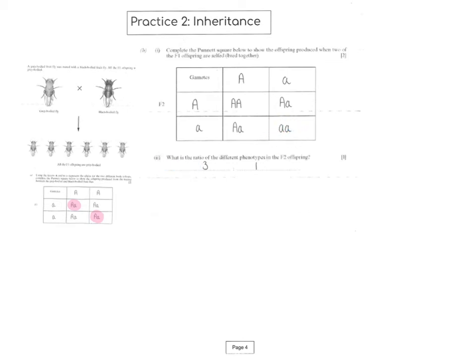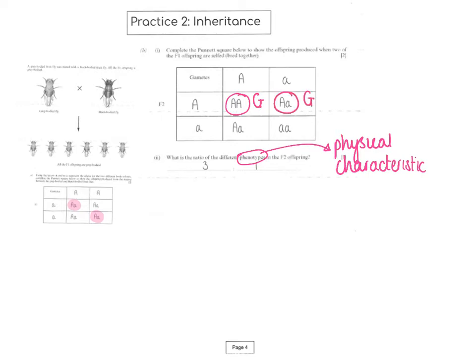And what's the ratio of the different phenotypes? So it's remembering what phenotype means. The phenotype is the physical characteristic, so it's the actual colour. When we look at this Punnett square, if we've got a dominant allele, they're going to be grey. Even though they've got a recessive allele, they still have the one dominant, so they're going to be grey. And we have a recessive, so he is going to be black. So we have a ratio of 3 to 1, grey to black.